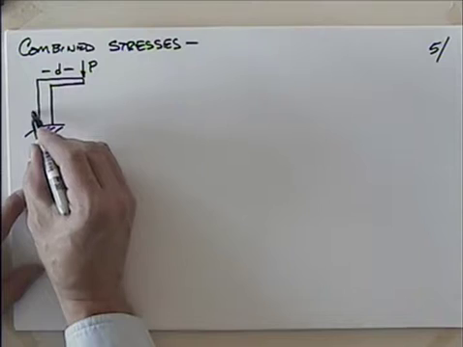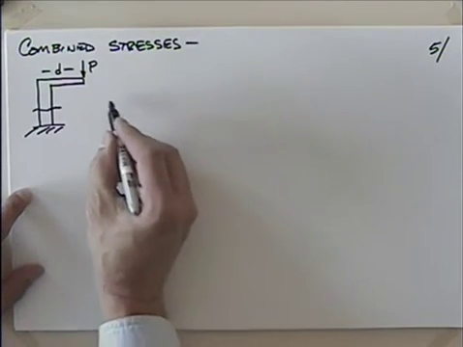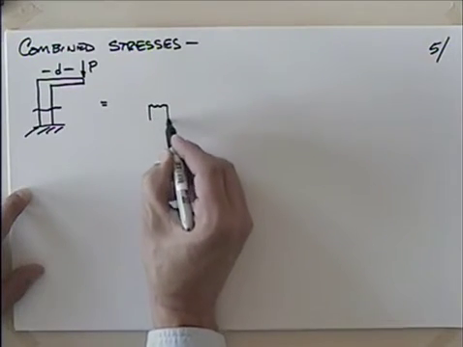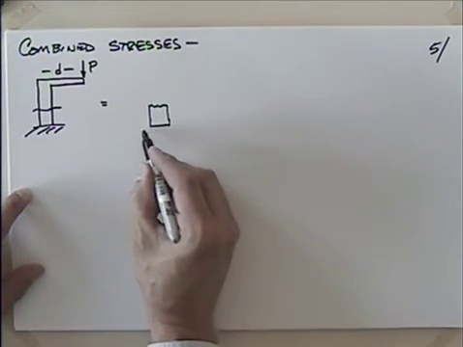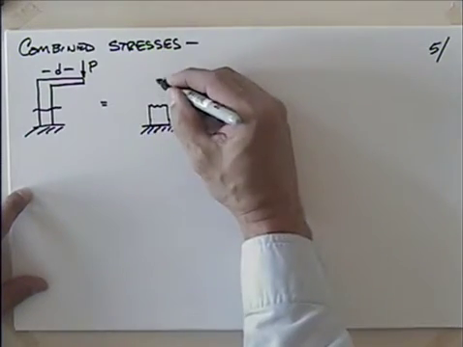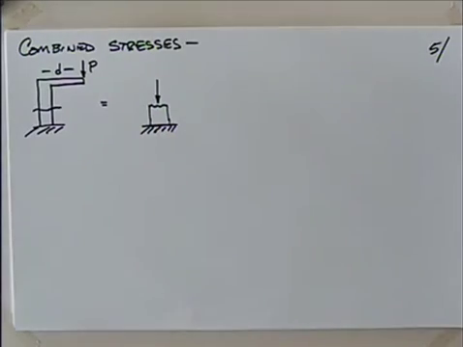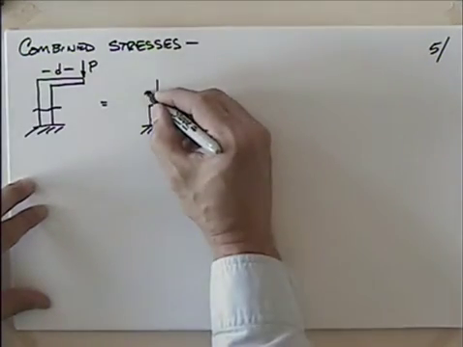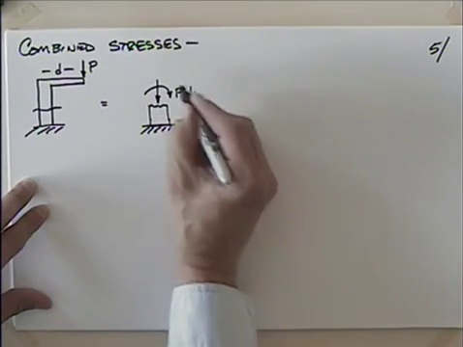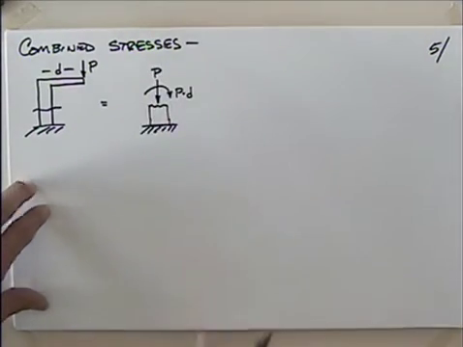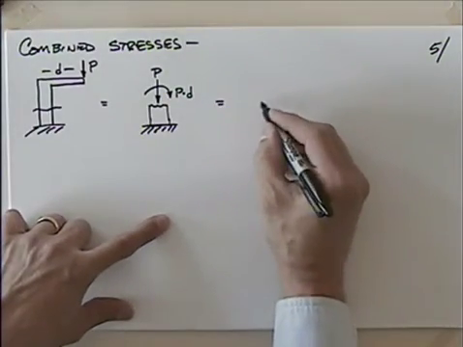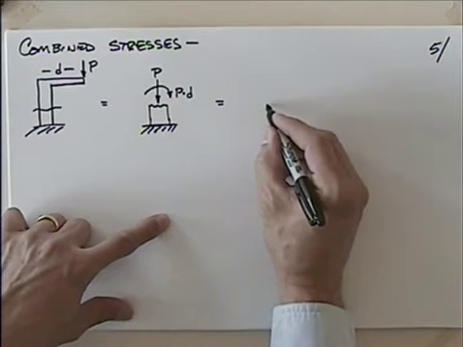And if we were to go look at a section through there, what would we have? At that section, we would have a compressive force. Is that true? Yeah. And then we would also have a bending moment on that section that's equal to the value of P times the distance D, right? Whereas that compressive force is just P.